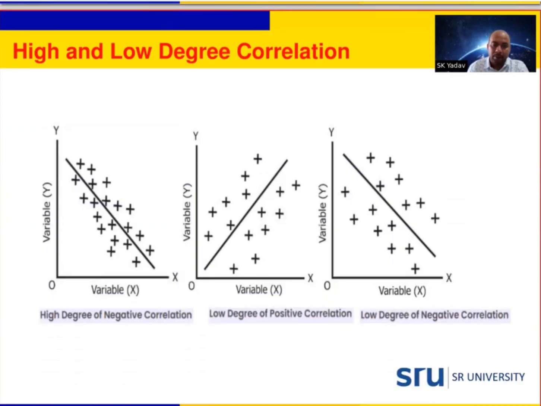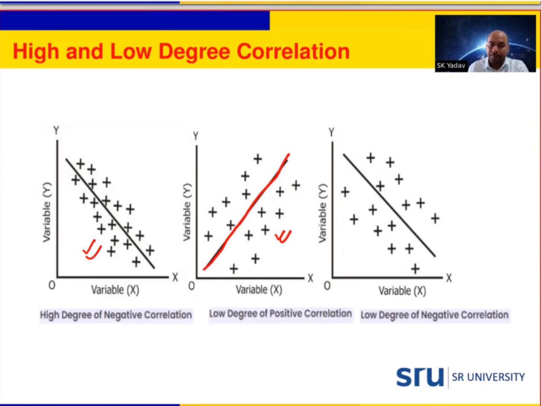Here we have a high degree of negative correlation. And now see here, this is the line y equal to x. That means when x is increasing, y also increases in the same ratio. But the points are not clustered around this line, so low correlation is expected.